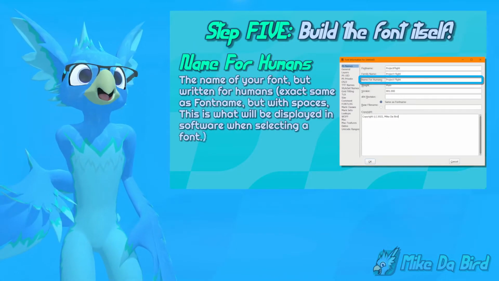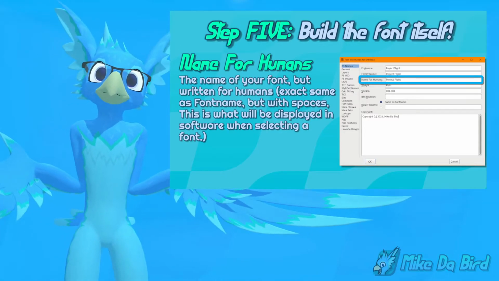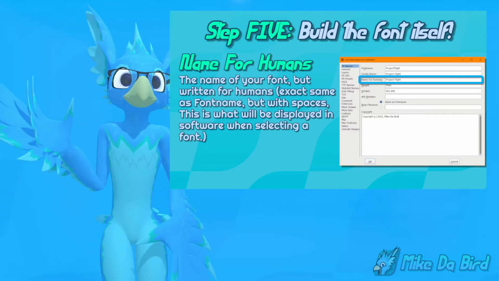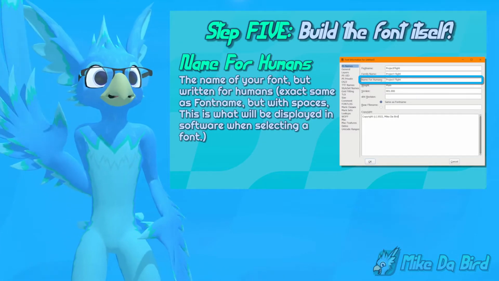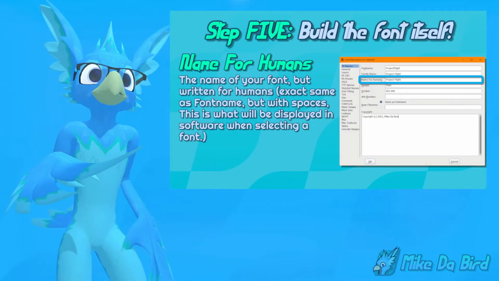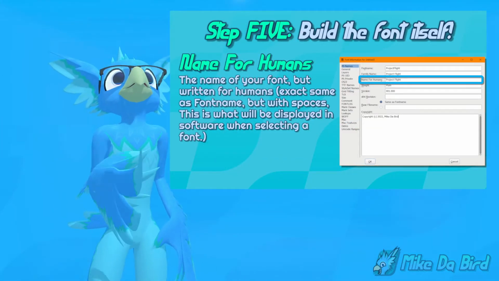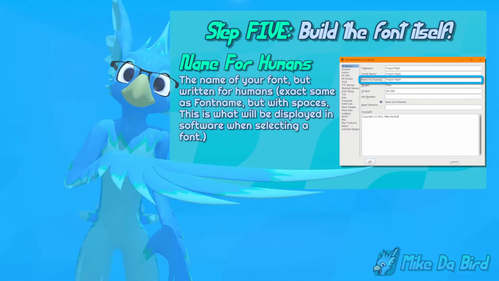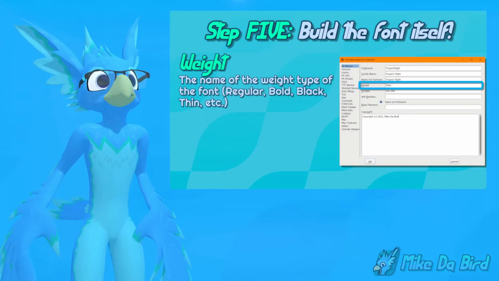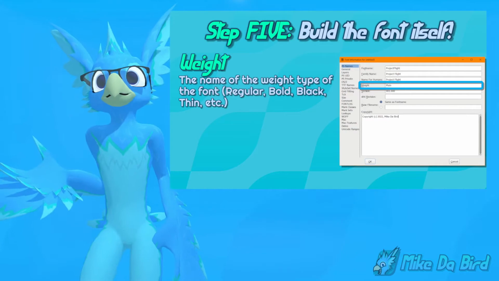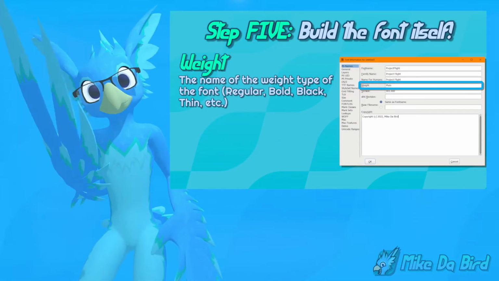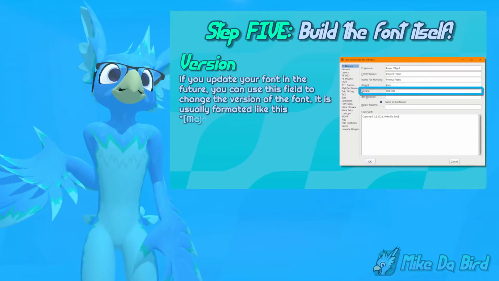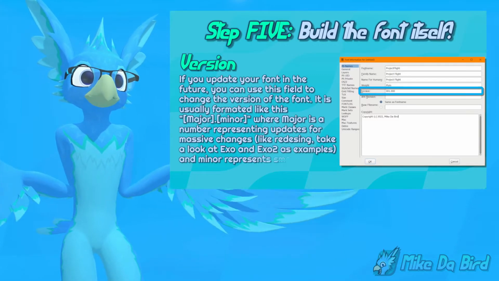Name for humans. It's pretty much the name, but written for humans and birds, apparently. It's the exact same as font name, but you can use spaces. And this is what is going to be displayed in your font software. In any software, actually, when selecting a font. So, better make it pretty. Then the weight is the name of the weight type of the font. So is it regular or plain? Is it bold? Is it black? Is it thin? Etc.